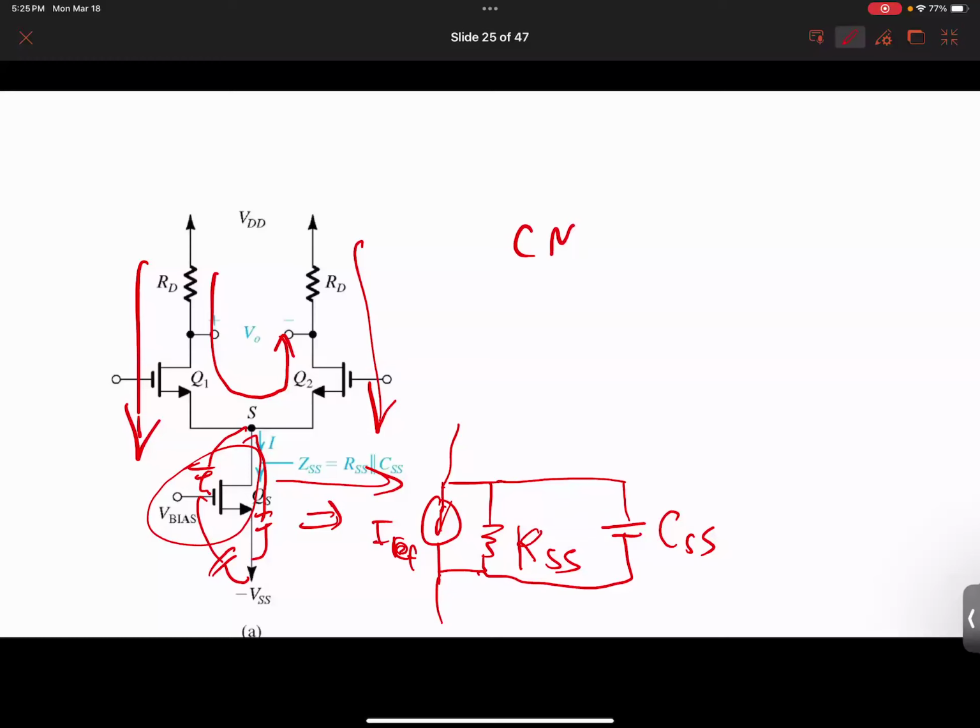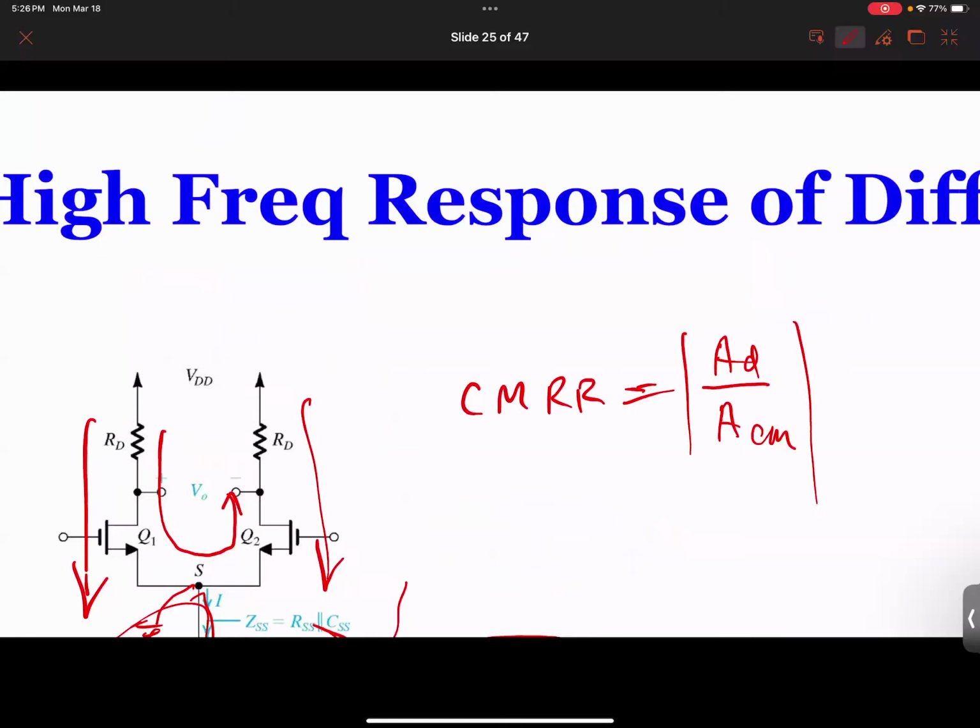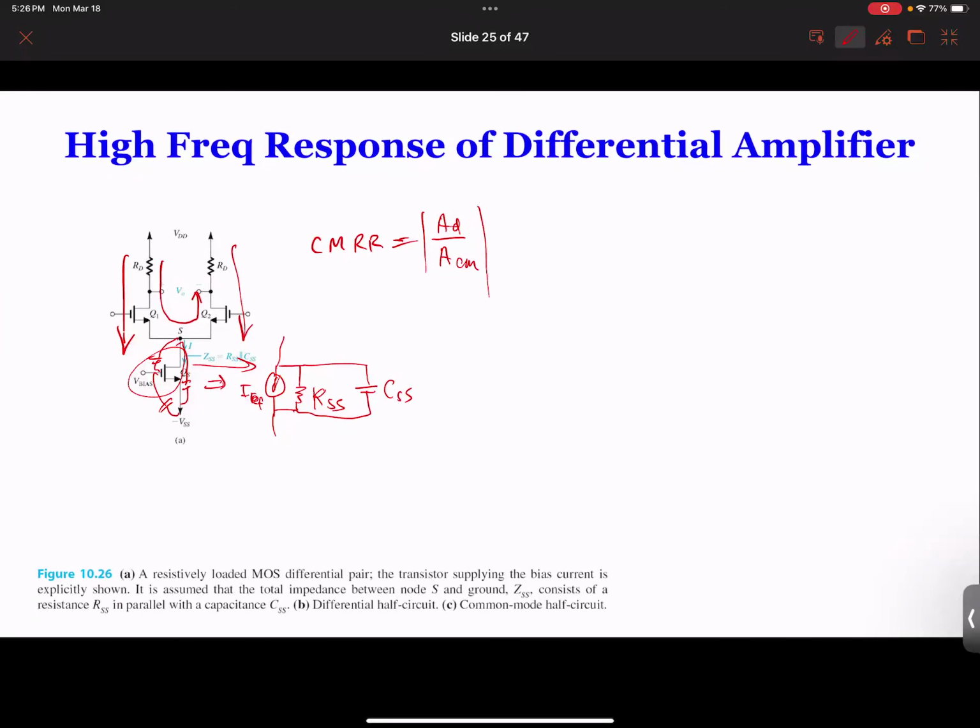Yeah, common mode rejection ratio, which is defined as the ratio of differential mode gain to common mode gain. If your common mode gain is 0 in the matched case, your common mode rejection ratio is infinity, which means there's no common mode to worry about. But if your common mode gain is not 0, but something, then we have to worry about it.